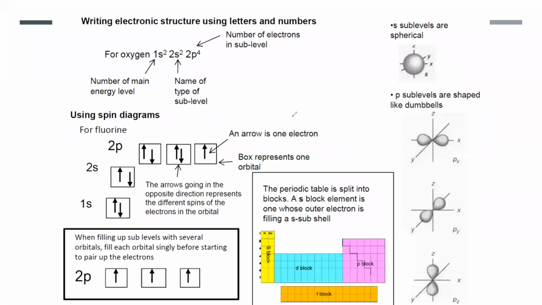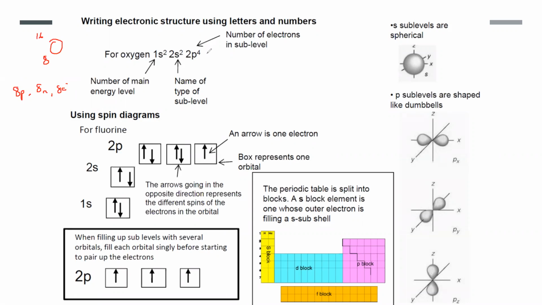So actually, the periodic table, writing the electronic configuration structure using a letter and a number. For example, as we know, oxygen is 8 and 16. So for the oxygen atom, we have 8 protons, 8 neutrons, and 8 electrons. So we have to arrange 8 electrons.